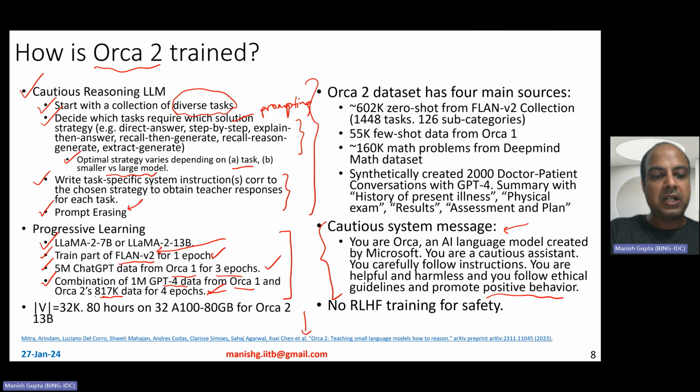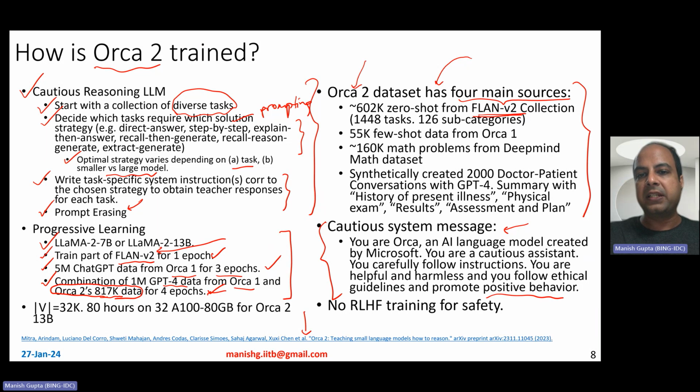Okay, so now what is this Orca 2's 817K data? Orca 2's 817K data is obtained from four main sources. The first source is the Flan V2 collection itself, from which the Orca 2 authors sample 602K queries, spread across 1400 plus tasks. These tasks are manually subcategorized into 126 subcategories, so that for every category you can assign a prompting strategy.